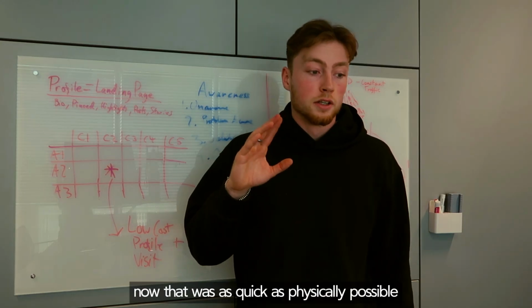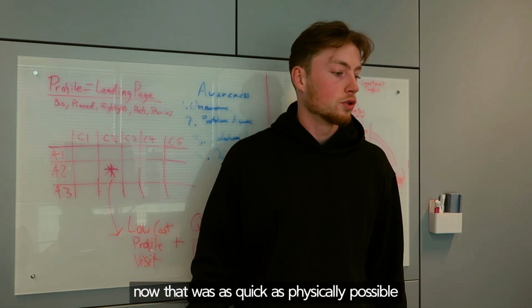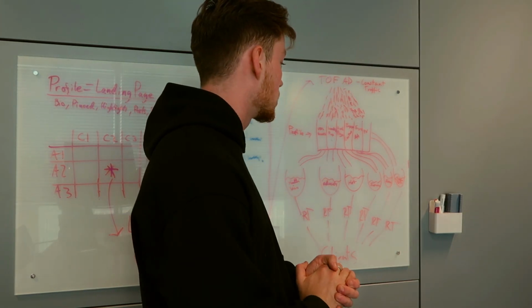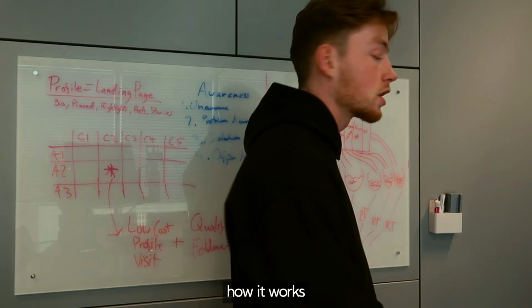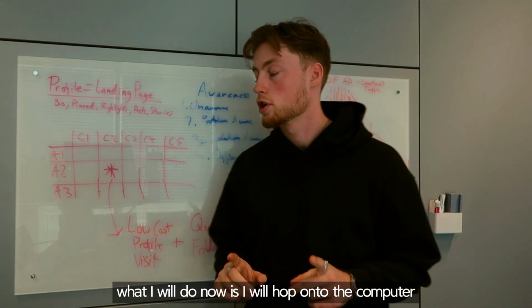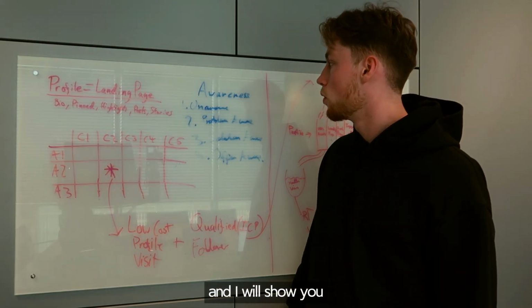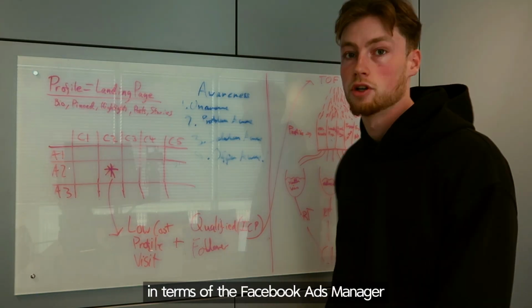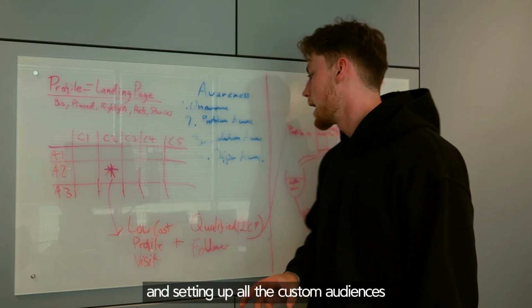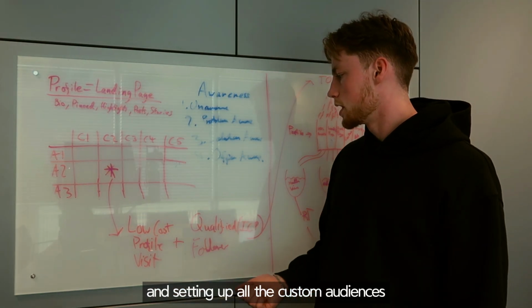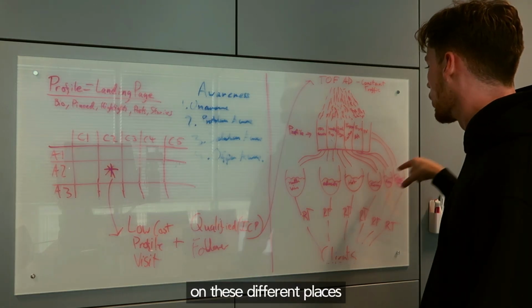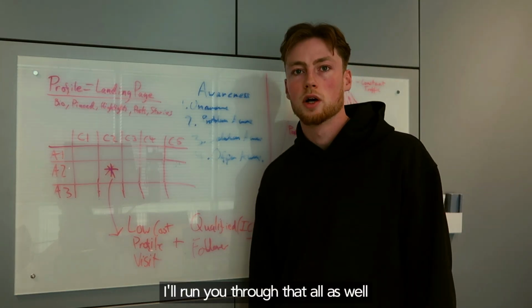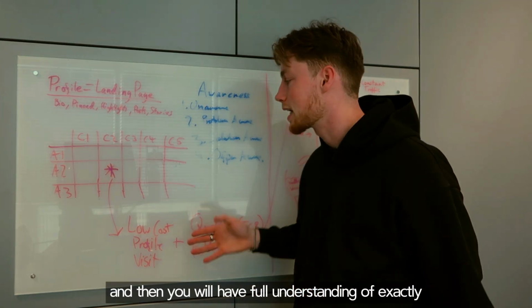Now, that was as quick as physically possible. Little rundown of basically how it works. What I will do now is I will hop onto the computer and I will show you what it actually means to set this up in terms of the Facebook Ads Manager and setting up all the custom audiences. How do we actually get the pixel on these different places?